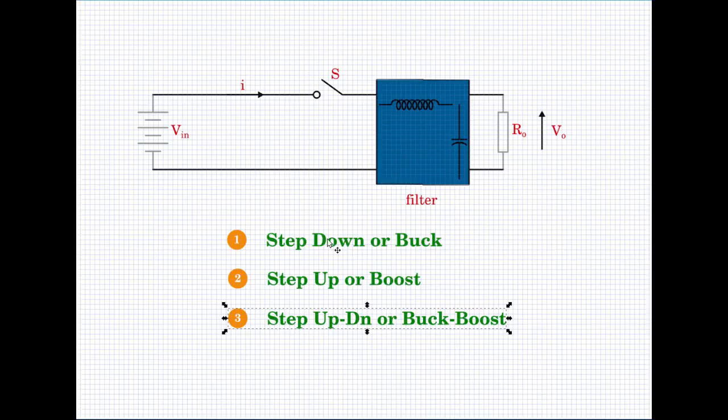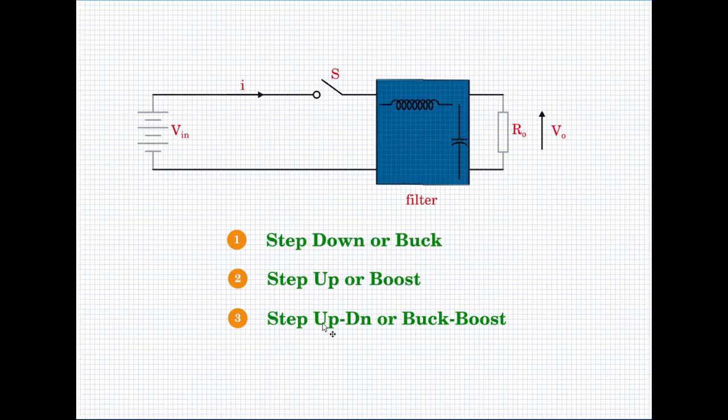So basically a step down, as the name indicates, converts the input voltage into a lower output voltage. A step up converter converts the input DC value into a higher output DC value, or boosting it. A step up down converter can do either. Under certain duty cycles it will be step down, under certain other duty cycles it will be step up. We will of course look at all three types of converters this week.